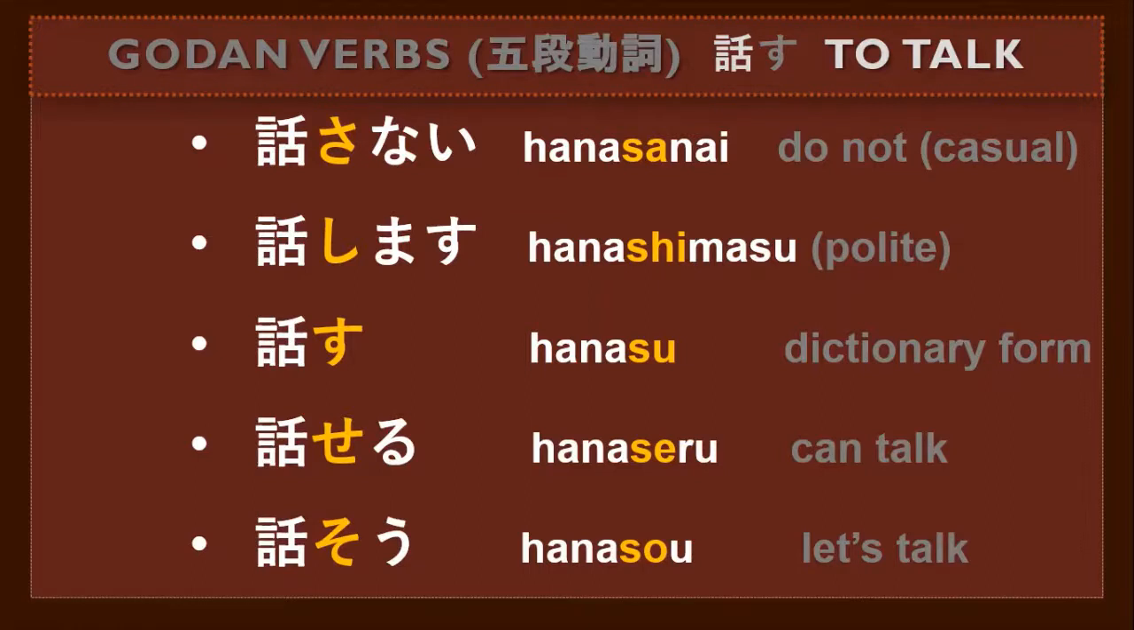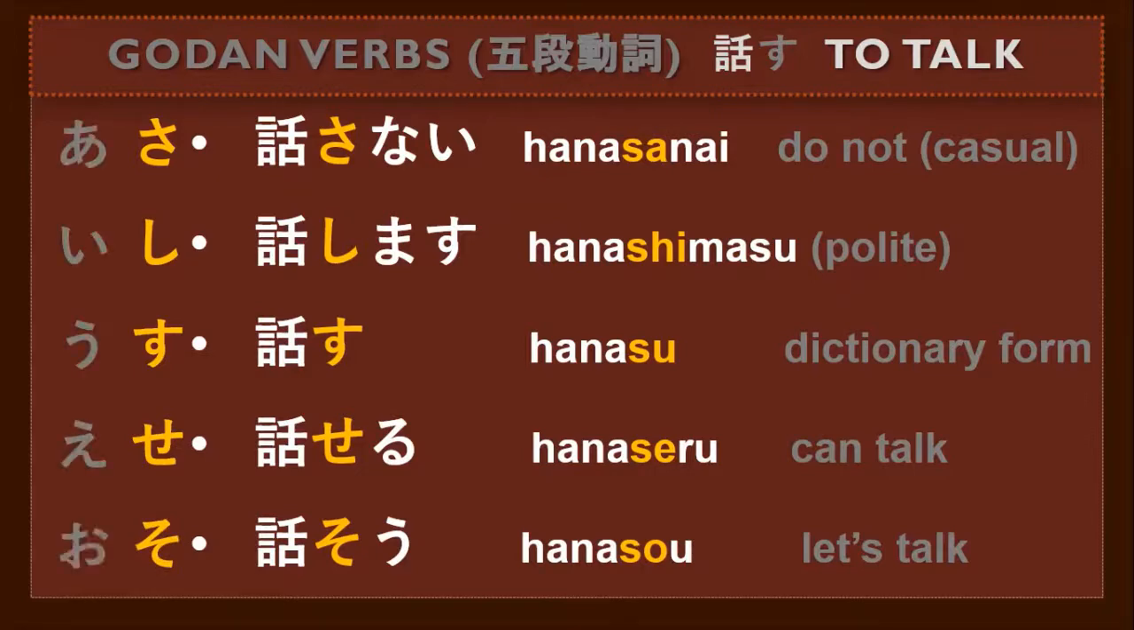So you must have noticed that the su is from the sa line in hiragana. So sa, shi, su, se, so. These are the 5. These are the vowel sounds a, i, u, e, o. So this is why there are 5 different forms. Godan, all different forms we are saying. Now let us look at one more example.